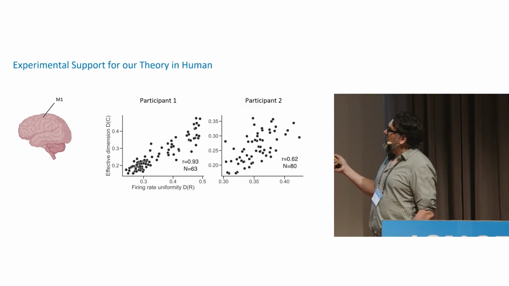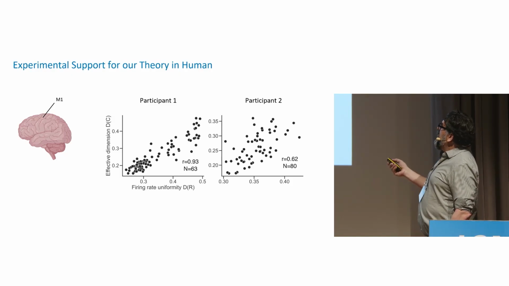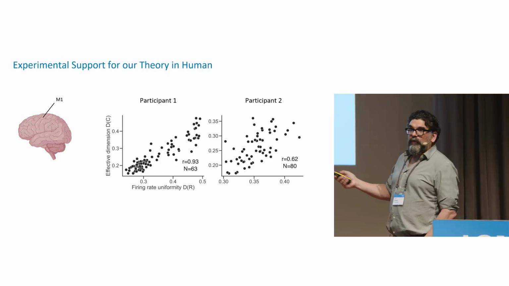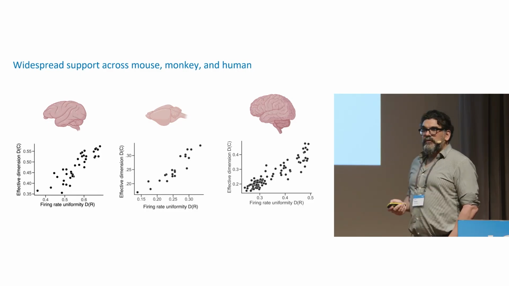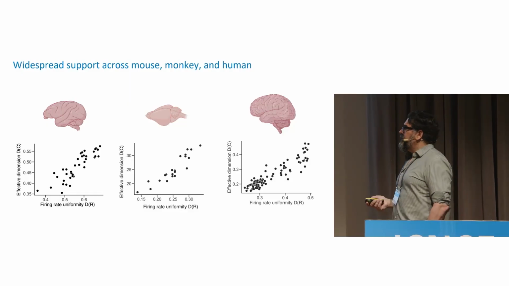So this is participant 1. This is around 63 neurons. We get a really nice relationship here. This is the second participant. We have 80 neurons. We get an okay relationship here. So this scaling also works in humans. So monkey, mouse, and human brain areas all tend to show this same relationship.